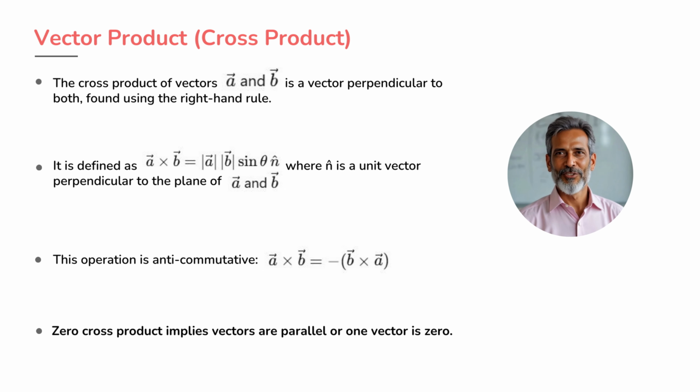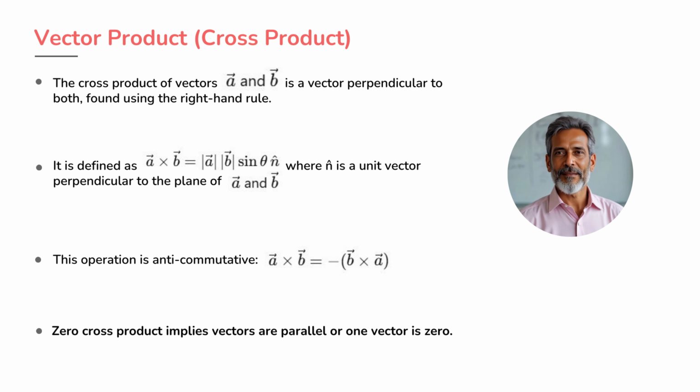If you point the fingers of your right hand along vector A, then curl them toward vector B, your thumb points in the direction of A cross B. It's like magic. Mathematically, vector A cross vector B equals the length of A times the length of B times sine theta, the angle between them, multiplied by the unit vector n hat, which points perpendicular to the plane containing A and B.